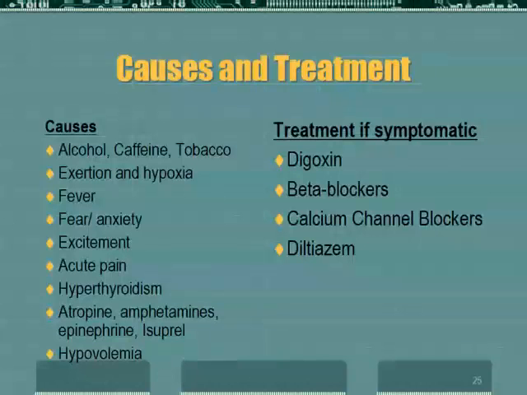Could be medications that patient has been given, such as atropine, or the patient has taken, such as amphetamines, that type of a thing. Or it could be that the patient's tachycardic because they're hypovolemic and the heart's trying to compensate for the lack of blood volume. If they're symptomatic, they may be treated with digoxin or a beta blocker to slow down the heart rate. Calcium channel blockers will also decrease the heart rate. And one example of a calcium channel blocker is diltiazem, which is listed there.